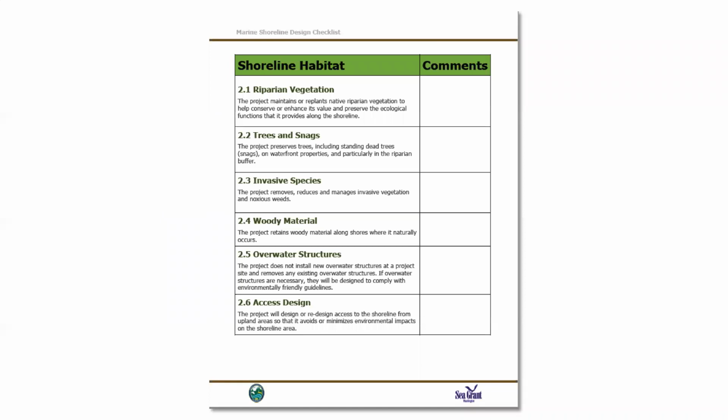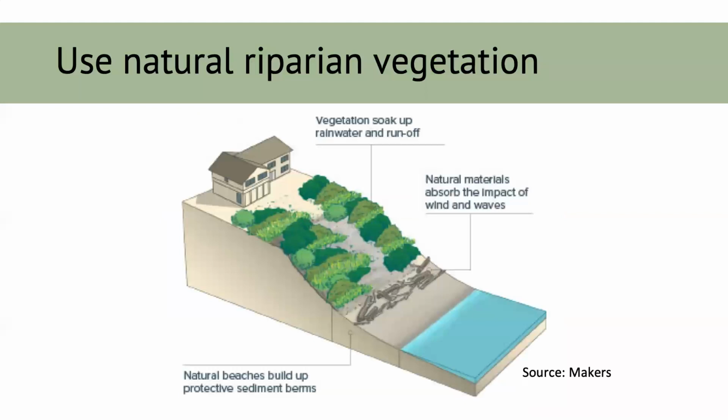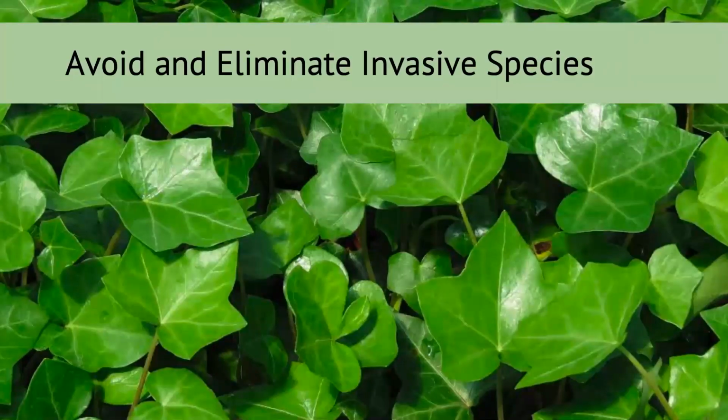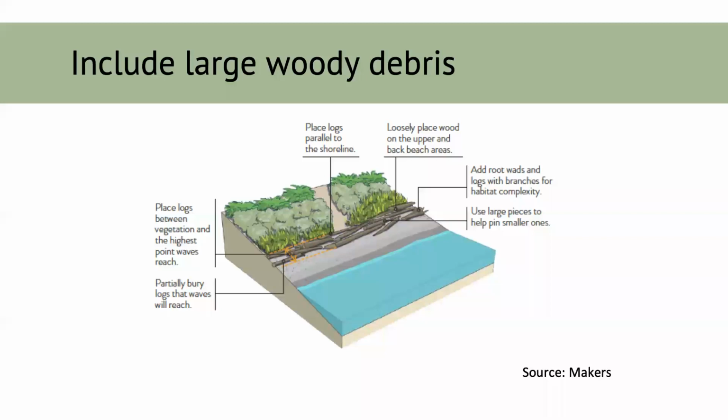The next area that we want to consider is shoreline habitat. So look and see if the project has either maintained or replanted native vegetation to preserve and conserve the shoreline. Are there trees or snags that can be preserved along the waterfront to provide stabilization? Is there an opportunity to remove any invasive species and noxious weeds on the site? And are there opportunities to include the use of large woody debris? This was one of the design solutions that Corey talked about.